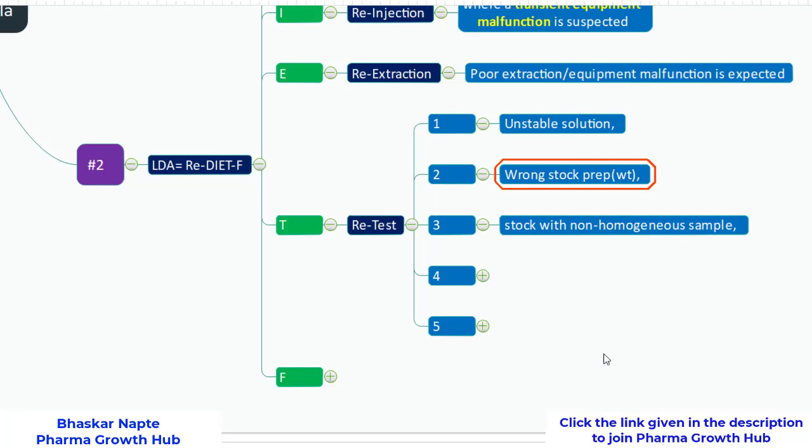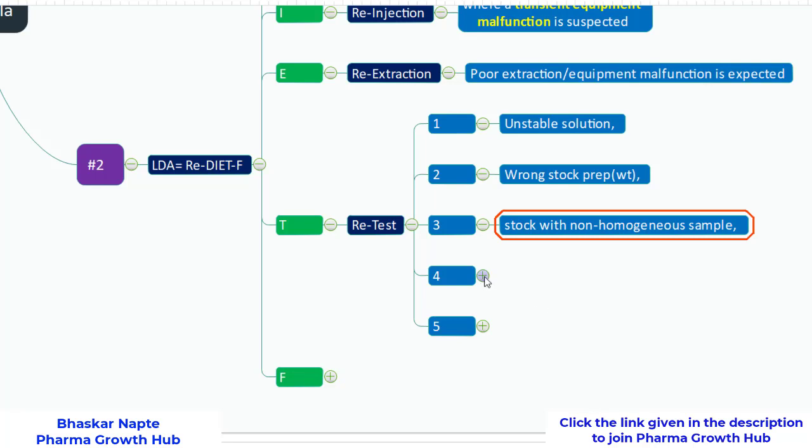So in case the sample is not homogeneous, you have every right to prepare the stock solution one more time by having the homogeneous test solution, by mixing it properly, by grinding it properly, and then you make another stock solution. So this is called the retesting.